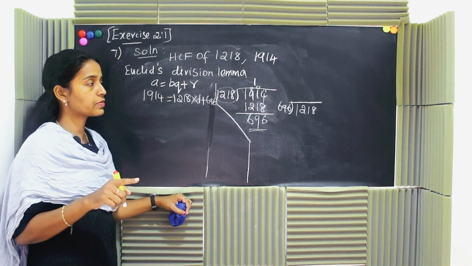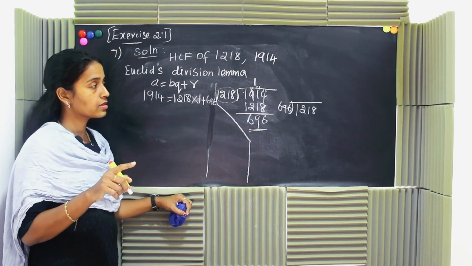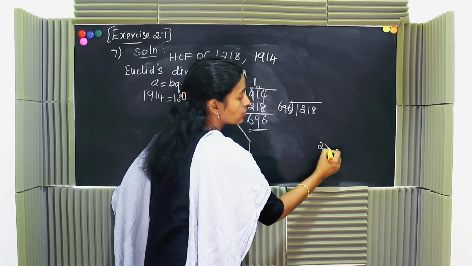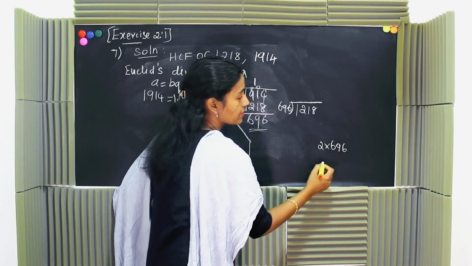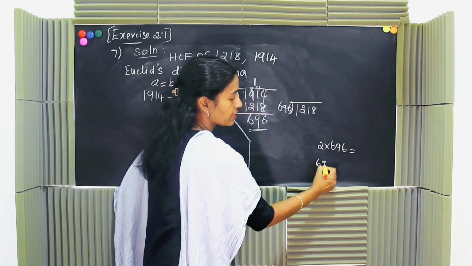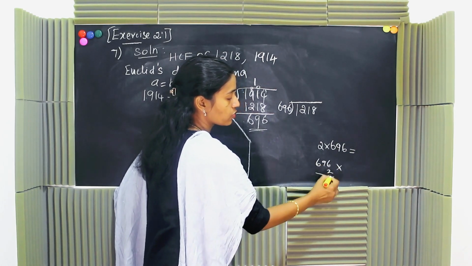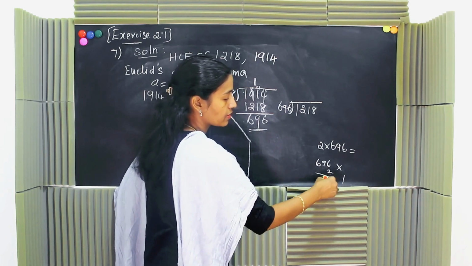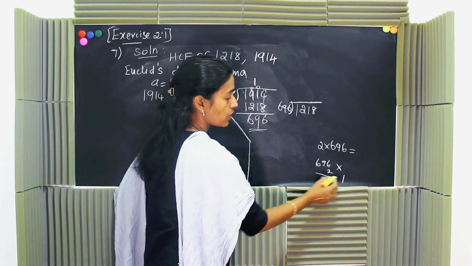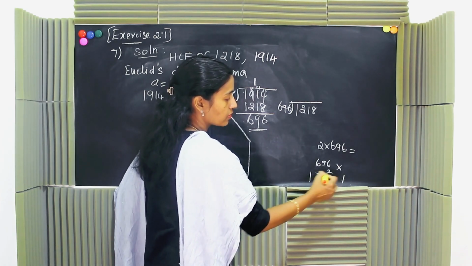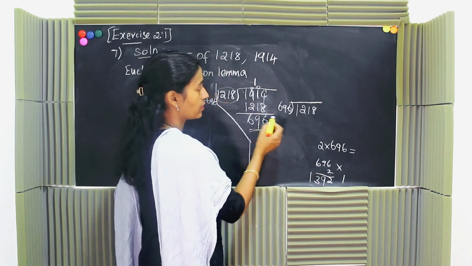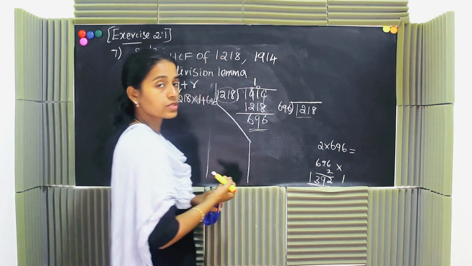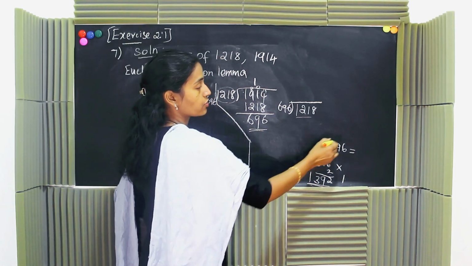If I multiply 696 by 2, what will I get? 696 into 2. 6 into 2, 12. 9 into 2, 18. 18 plus 1, 19. 6 into 2, 12. 12 plus 1, 13. So it exceeded, right? Here we have 1218, but here we have 1392. So I should not go for this.